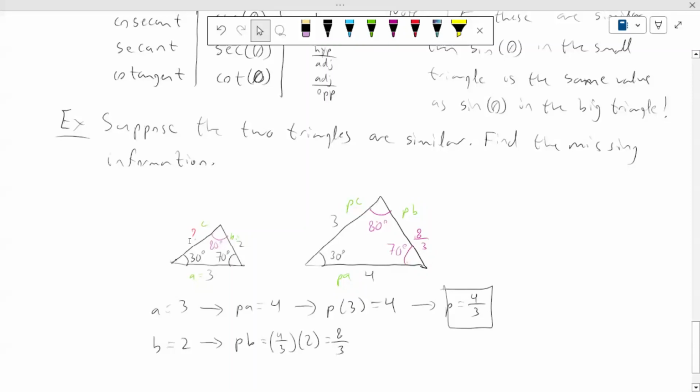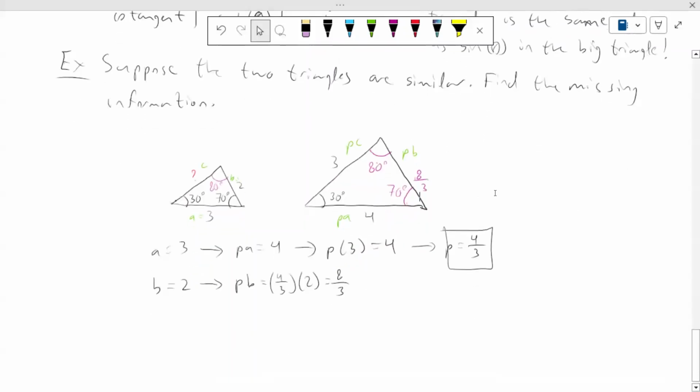I have one more question mark over here on the first triangle. C is equal to question mark right now. I know that P times C is equal to 3, though. And I know that P is 4/3. I don't know what C is yet, but I know that this whole thing is equal to 3. So I can divide by 4/3, and I don't like dividing by fractions, so instead I'm going to multiply by 3/4. 4/3 times 3/4 multiply together to be 1, they cancel off to be 1. Is everybody okay with that? Yes.